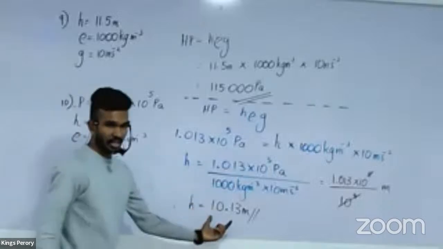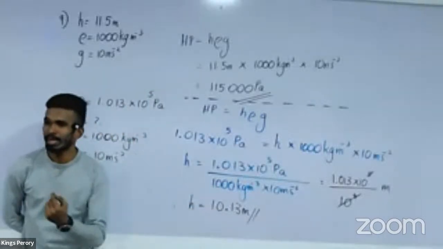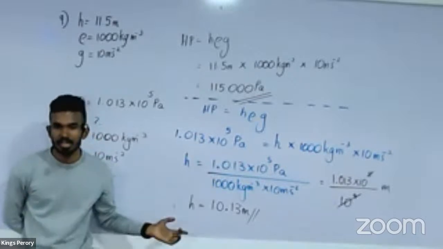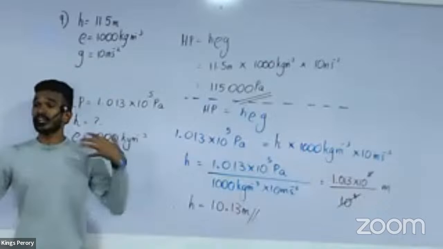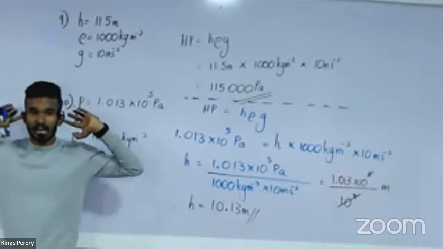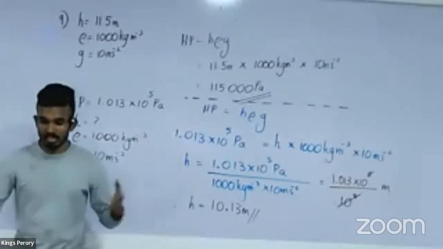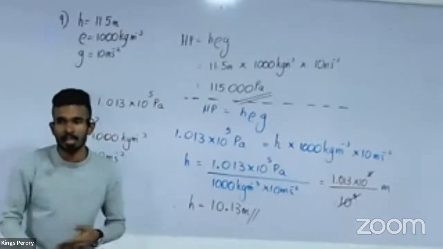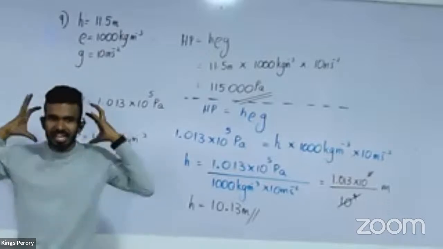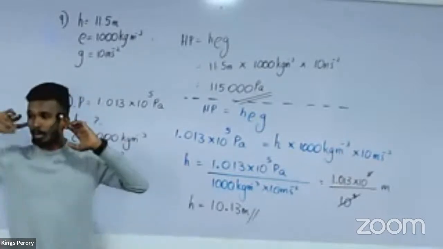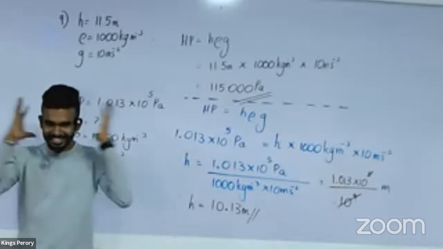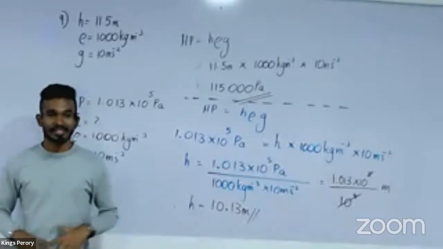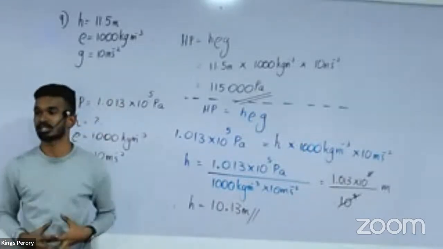Now what does this mean? Maximum depth that a diver can go without any ear protection is 10.13 meters. After that, if he tries to go, the eardrum will get torn. That's why when you go swimming, have you felt that when you go a little bit deeper in the water, your ears get blocked? Some people come out and take the water out. They can't hear anything for a little time.